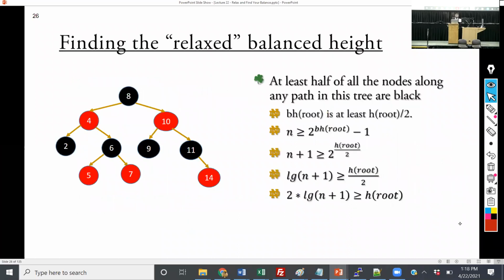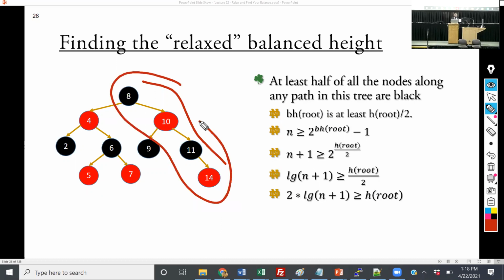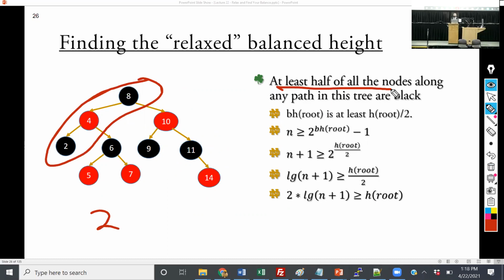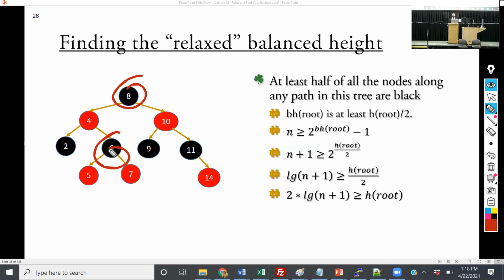All right, so quickly I want to just go over the math to justify our claim. What we're going to say here is that at least half the nodes along any path are black, right? So on this path, there are 4 nodes, 2 of them are black. On this one, we have 3 and 2 of them are black. So at least half. Therefore, we're going to call this the black height, BH. So the black height is at least half of the height from the root. The height of this tree is 4, so we can say that the black height goes through 2. So it's at least 2.